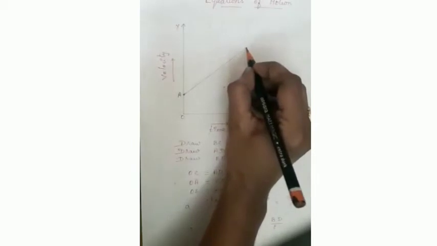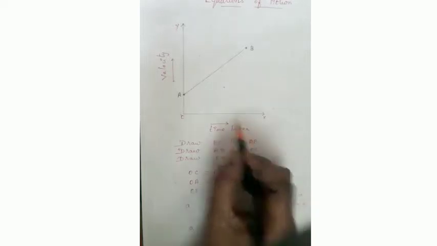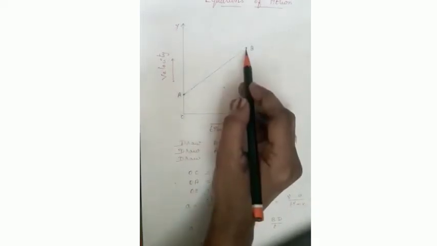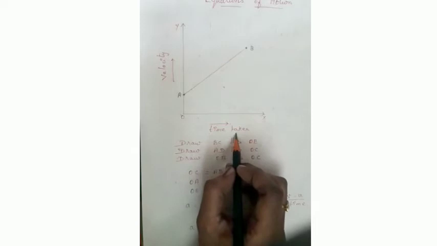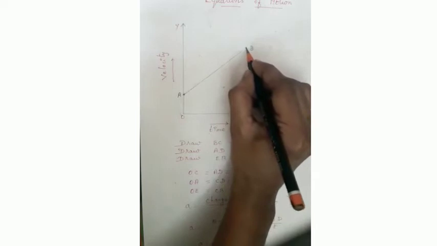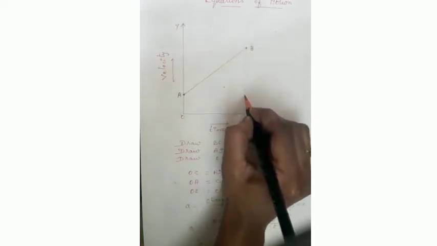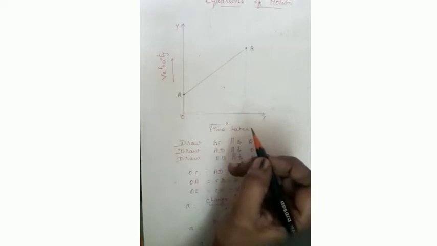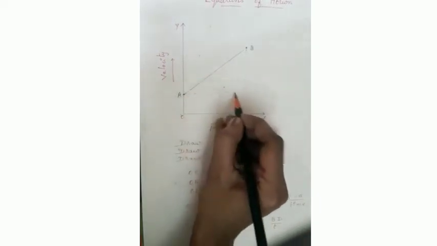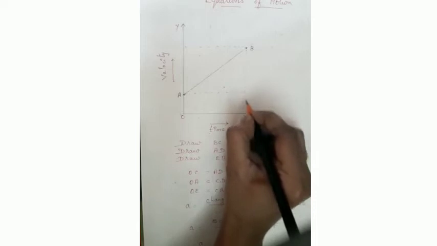Here I am going to name the first point on the y-axis A and this point B. That means the uniform acceleration is from initial velocity to final velocity over the proper time interval. First I am going to draw one line parallel to the x-axis, then one more parallel line, then another. Here I am going to name the points A, B, C, D.